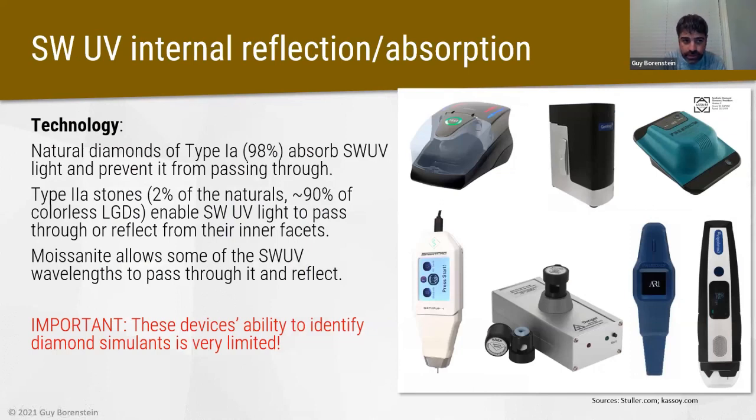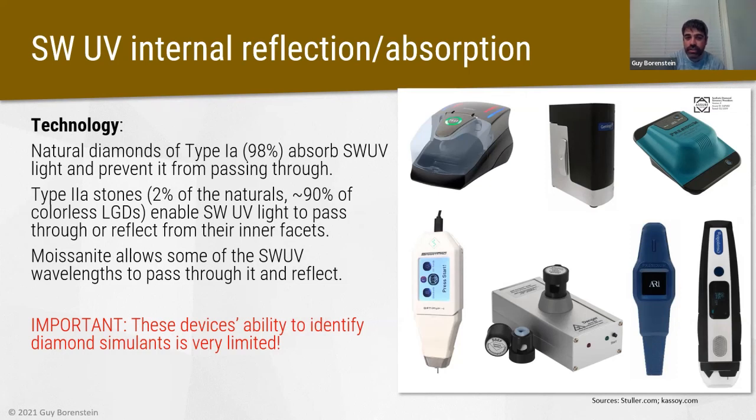The second technique is called shortwave UV internal reflection or internal absorption, depending on the machine. We have two different configurations for these machines. You can see all the machines on the right. Some of them are a kind of small cabinet where you open it, put the diamond inside, close it and get the result. Or they are used as a handheld device, like the old diamond tester in outer appearance, and then we're just testing it on reflection from the surface.